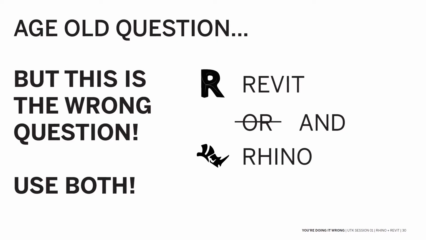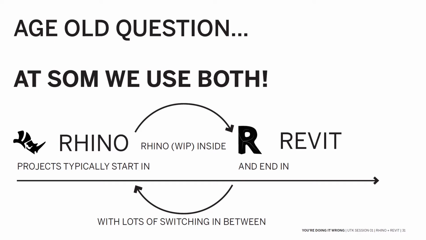A lot of projects do start in Rhino and then migrate into Revit, but we're looking at ways to develop workflows that allow us to jump back and forth between the two. And McNeil and Autodesk are doing some really cool things to resolve this problem, and that's what we're going to talk about today.